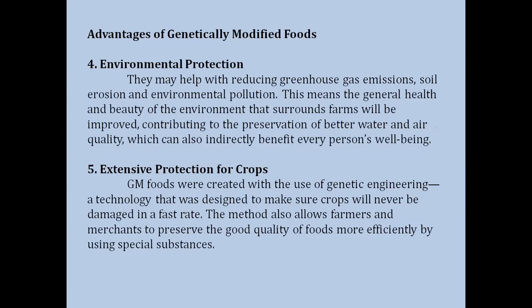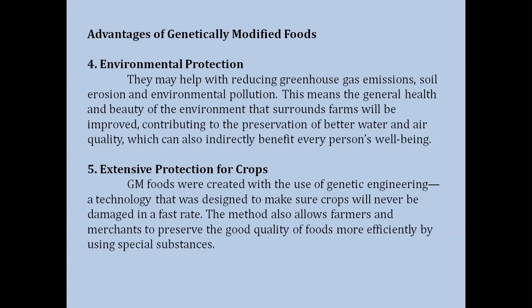Fourth is environmental protection. Environmental protection means some GMOs, genetically modified organisms, actually reduce greenhouse gas emissions, soil erosion, and environmental pollution. And this means the general health and beauty of the environment that surrounds the farm will be improved. So this is also an important point. Genetically modified organisms reduce greenhouse gas emissions, soil erosion, and environmental pollution.